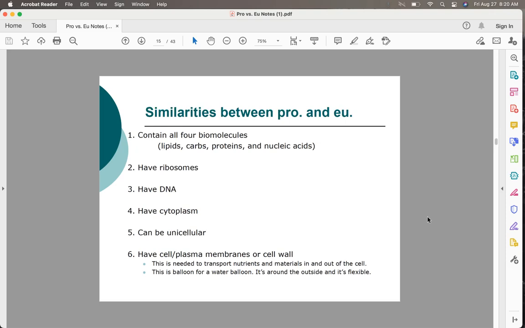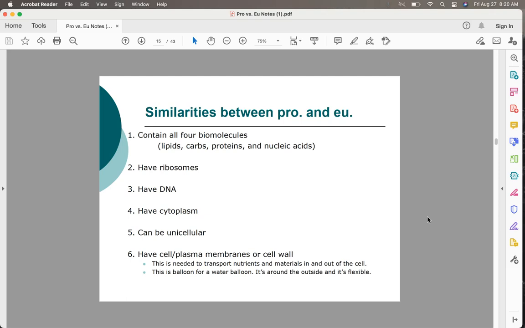So now for some similarities. We compared and contrasted, we did the differences. Now let's talk about what's similar between prokaryotic and eukaryotic organisms. So one, they all contain 4 biomolecules, and the biomolecules are lipids, carbs, proteins, and nucleic acids. Biomolecules means life molecules. You know, we're talking about cells, and cells are the basic unit of life. So it makes sense that they would contain all 4 of the living molecules, biomolecules.